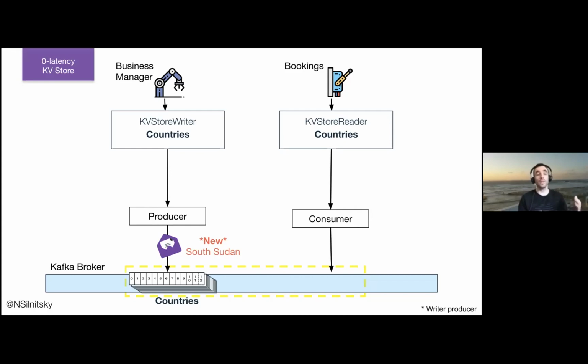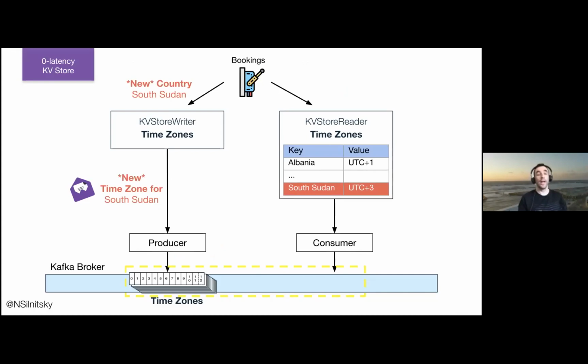So once business manager updated the country's topic, it means that bookings can have immediate update also for its in-memory representation. And now bookings notes that it needs to add for its time zones storage the time zone for South Sudan. So it looks it up in some HTTP request and then brings it back, updates the time zones topic via the producer, and voila, we have the South Sudan key value for the time zones key value store.